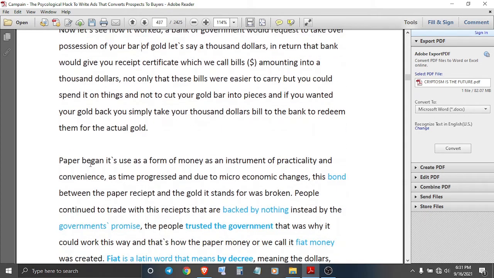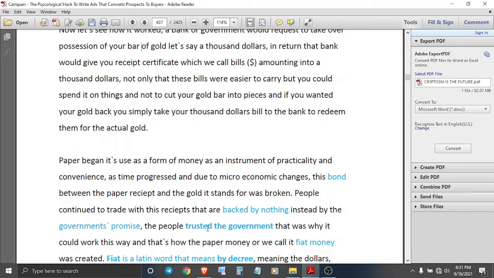So paper began its use as a form of money, as an instrument of practicality and convenience. As time progressed and due to microeconomic changes, the bond between the paper receipt and the gold it stands for was broken. Now I want you to get this. Okay, let's finish. And people continue to trade with receipts that are backed by nothing, instead by the government's promise.